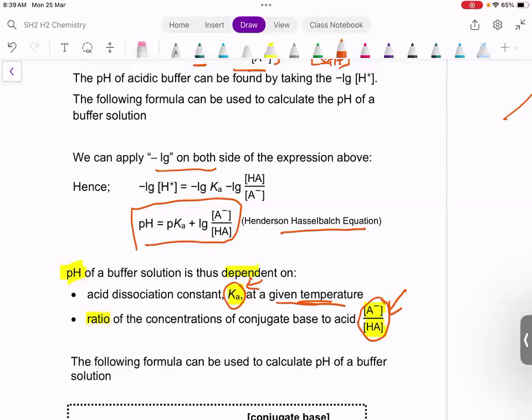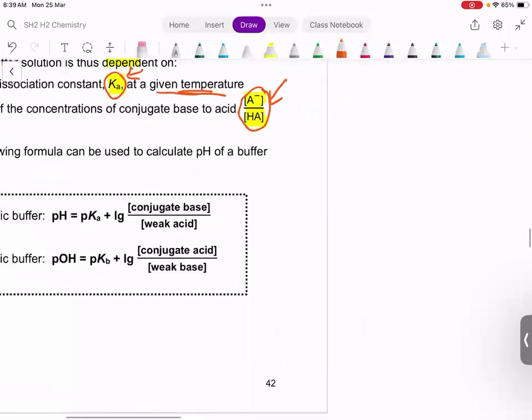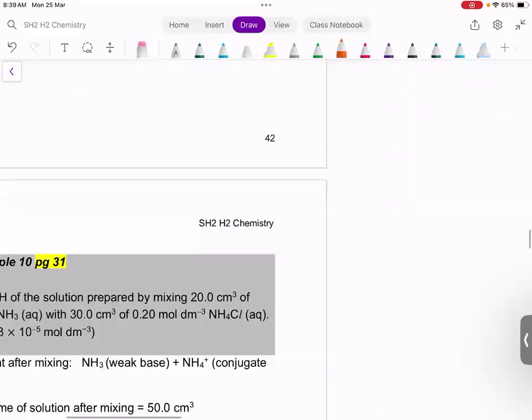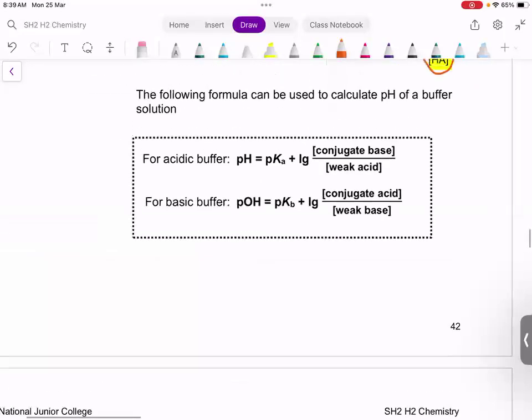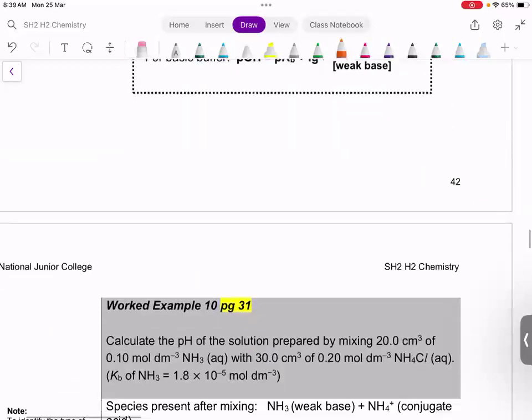If you can recall, on page 29 of your notes. Oh, never mind. I think I put it later. So this is what is derived from here. We are going to use this expression to calculate our pH.